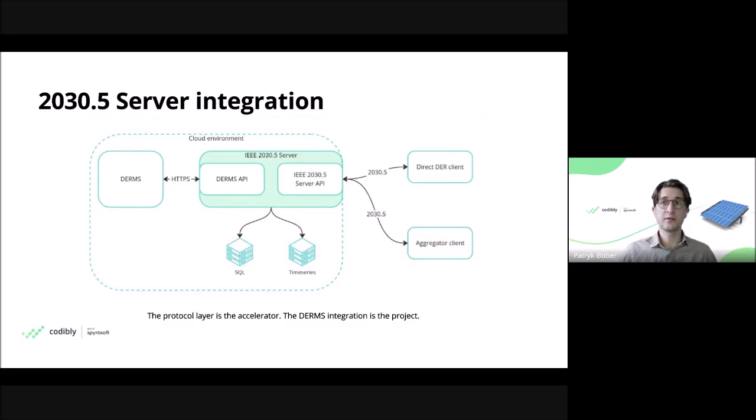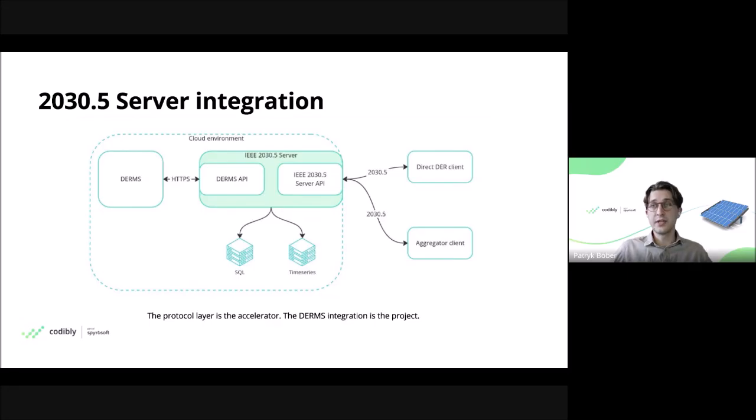Inside the IEEE 2030.5 server box, you can see two halves, the DERMS API on the inward-facing side and the IEEE 2030.5 server API on the outward-facing side that the clients connect to over 2030.5. To the right of the server, two clients are shown, a direct DER client and an aggregator client, both connecting over 2030.5. The server treats them the same way at the protocol level, even though the integration patterns downstream of each look quite different, which is something we'll come back to on the client side.